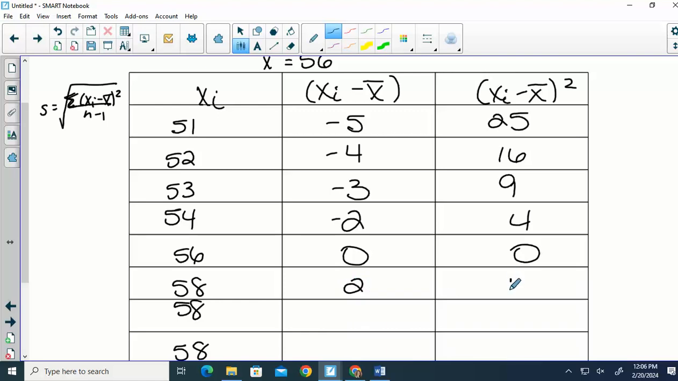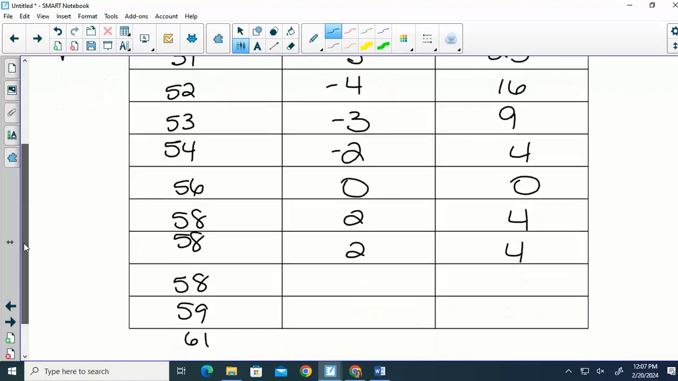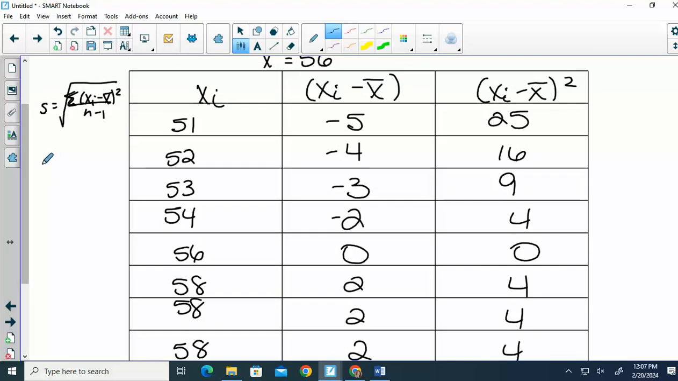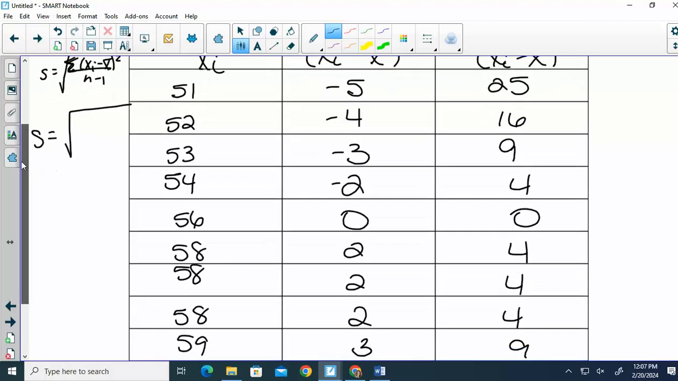58 is 2. 3 of those. 59 minus 56 is 3, squared is 9, and 61 will give us 5, squared is 25. Okay, so now to do the formula, we're not done. We have to do the square root, add all of those up. So we are adding up this final column.